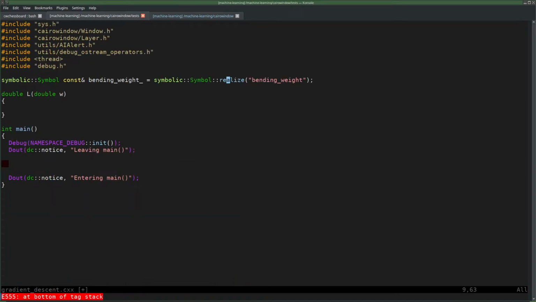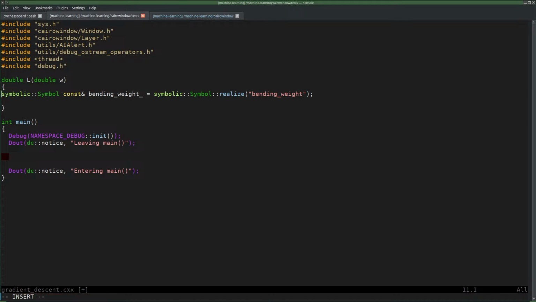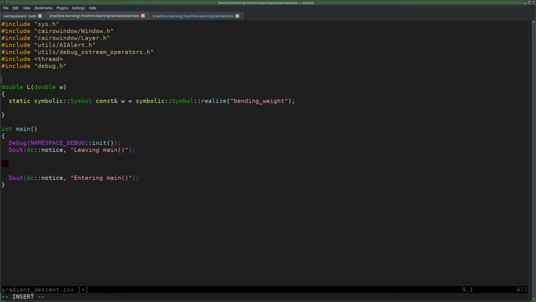I should probably just... I could make it a static inside this function though. Maybe I should do that. Or I could make... yeah, of course. I'm not even going to have a global function. Let's make a class for this.